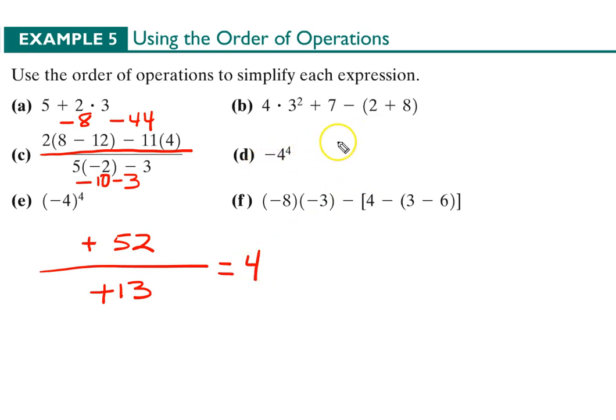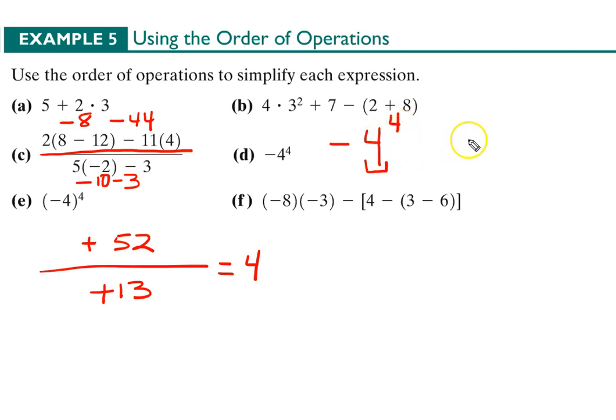Now, letter D is a little tricky, so I'm going to write it out for you. You might think you are going to raise a negative 4 to the fourth power, but that would be wrong. If negative 4 was in a parenthesis like that, that would be true, but it's not in a parenthesis. So, what's the protocol? What's the operation that we do here? Well, we have to raise only the 4 to the 4th power.